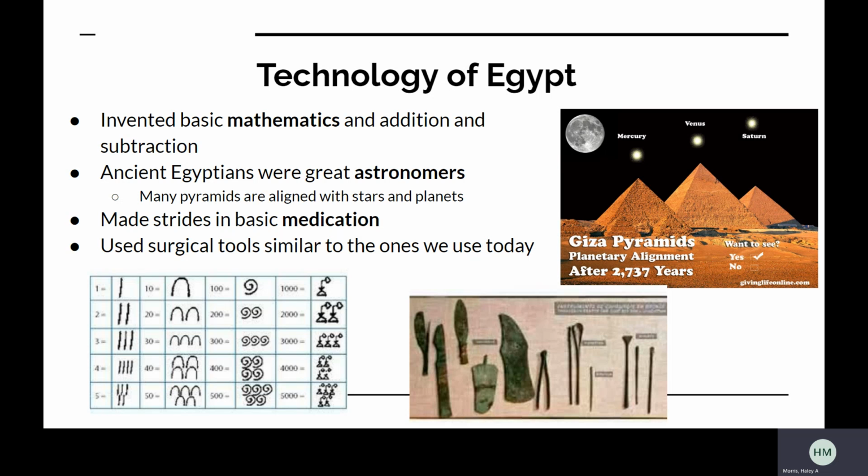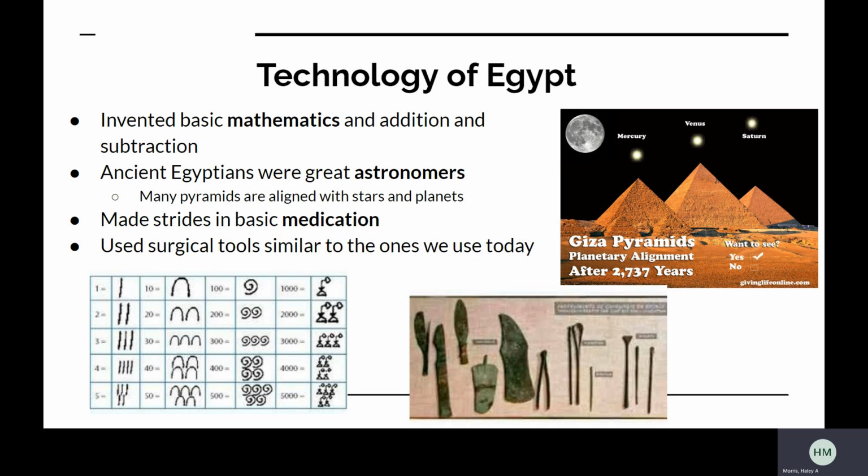Astronomers study the stars in the sky and the planets, and many of the pyramids are actually aligned with the stars and planets. And so the image over here to the right is kind of showing you that. This doesn't happen often, obviously. It says in the image, the Giza pyramids planetary alignment after 2,737 years. And so obviously that's not something that you might see super common, but they are aligned with how the stars and planets align in the sky. The pyramids are aligned with that. And so many of them are aligned with the stars and planets. And that could be something about what they believed back then, if they were trying to do something with that.